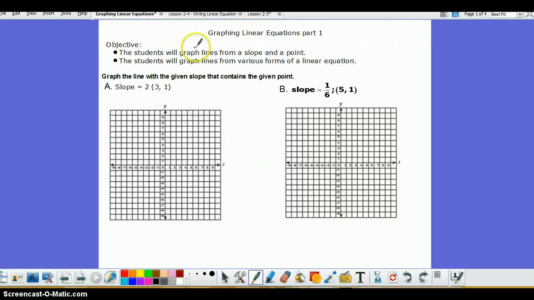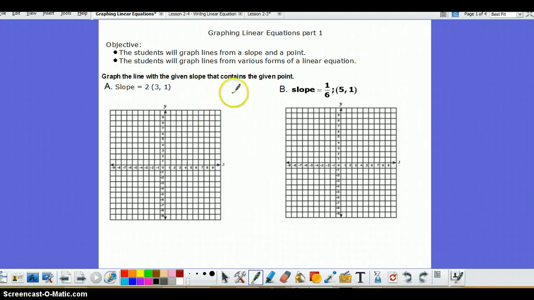Alright guys, in this video we're going to be talking about graphing linear equations. So it says the students will graph lines with a slope and a point, and the students will graph lines from various forms of a linear equation. So we're going to start with the slope and a point.